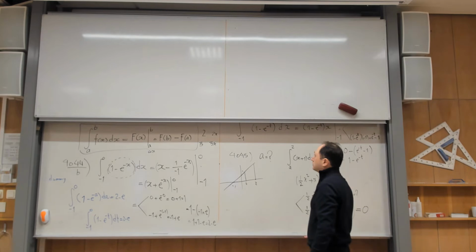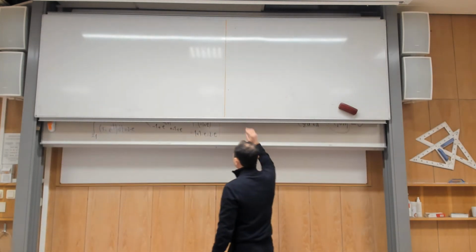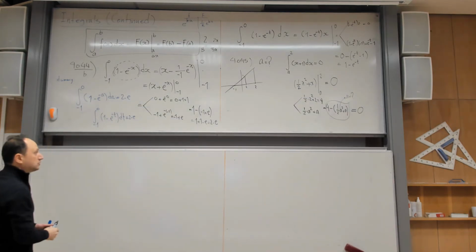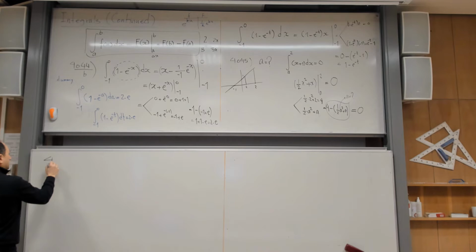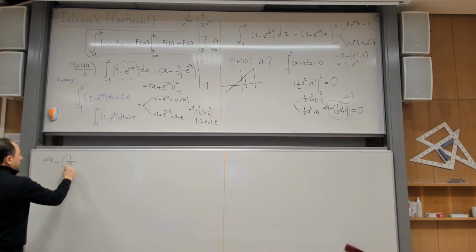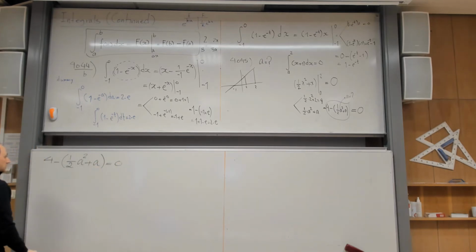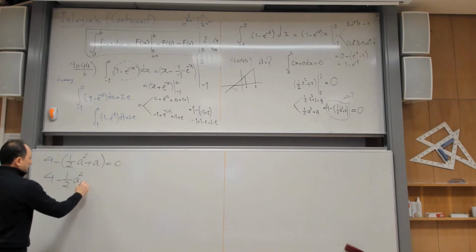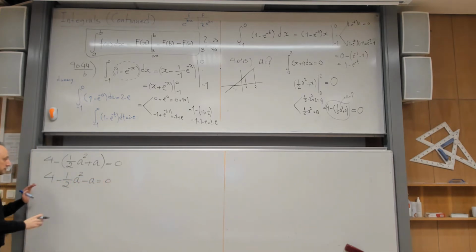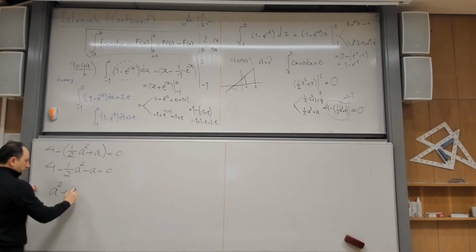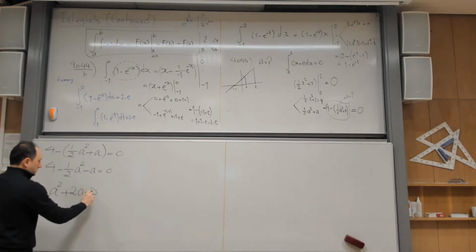So let us see how we can do that. Yes? So this is the equation: 4 minus 1 over 2 a squared plus a is equal to 0. So I open it. And then I want to get rid of fractions, so let me multiply everything by minus 2. It becomes positive a squared. This becomes positive 2a, and then this becomes negative 8 is equal to 0.